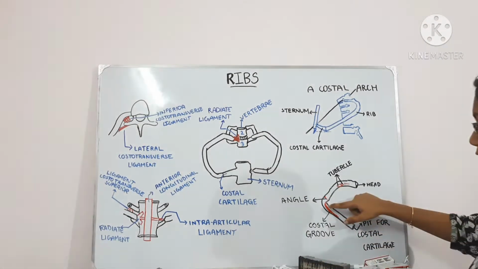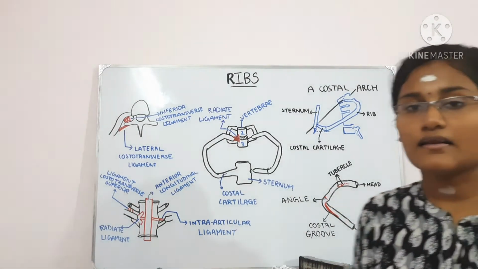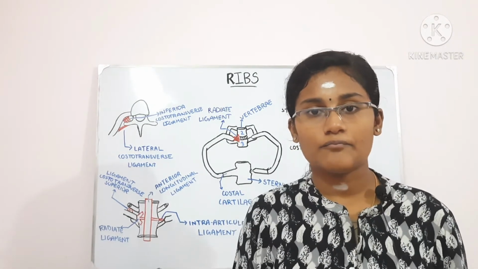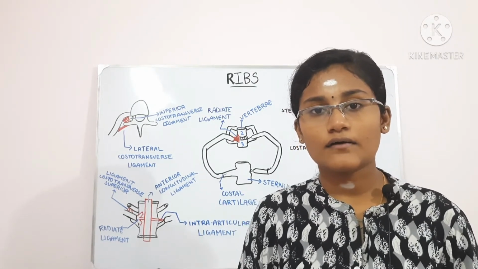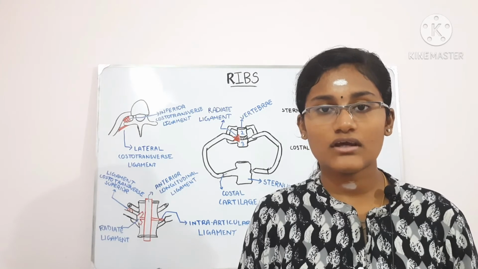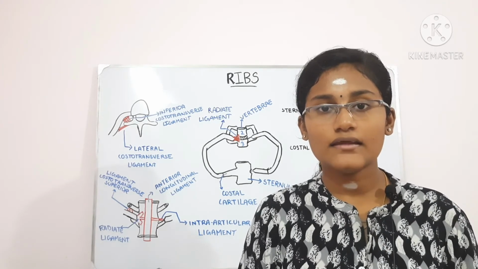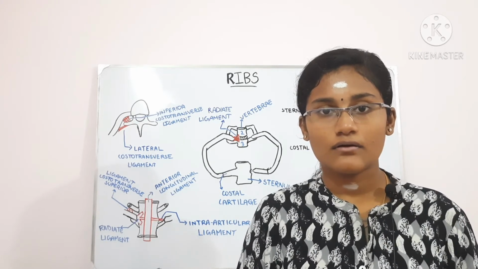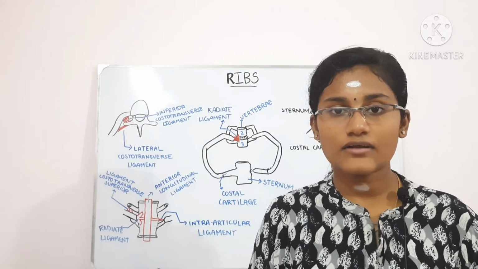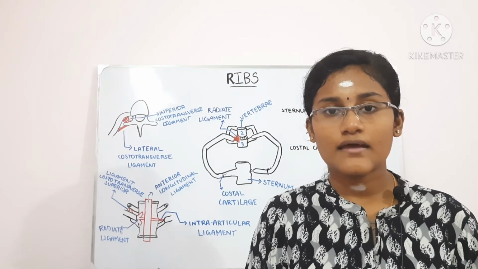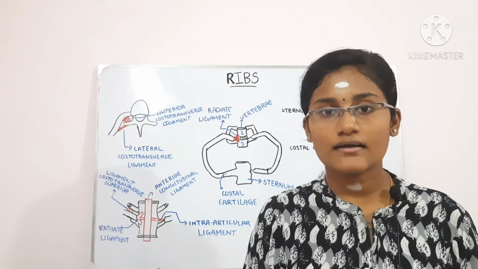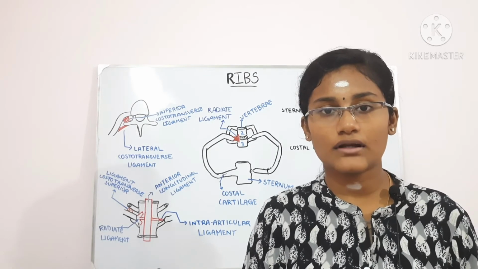Okay, so this is the costal groove, which is present between the ridge and the lower border. The costal groove carries the posterior intercostal vessels and the intercostal nerve. The last part of the shaft is the upper border. The upper border of the shaft is thick and it has two lips, the inner lip and the outer lip.